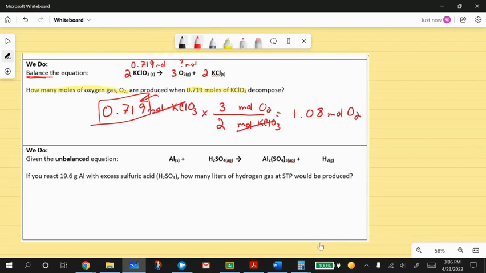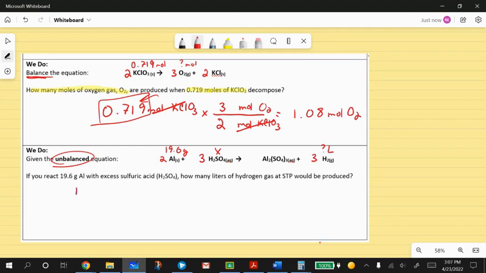All right, next question. If you react 19.6 grams of aluminum with excess sulfuric acid, which means I don't have to worry about that, how many liters of hydrogen gas are we going to get at STP? So again, our equation's unbalanced. So to balance it out, we're going to have to put a 2 in front of the aluminum and a 3 in front of the H2SO4. And then we're going to need 6 hydrogen, so we're going to need a 3 in front of that H2.